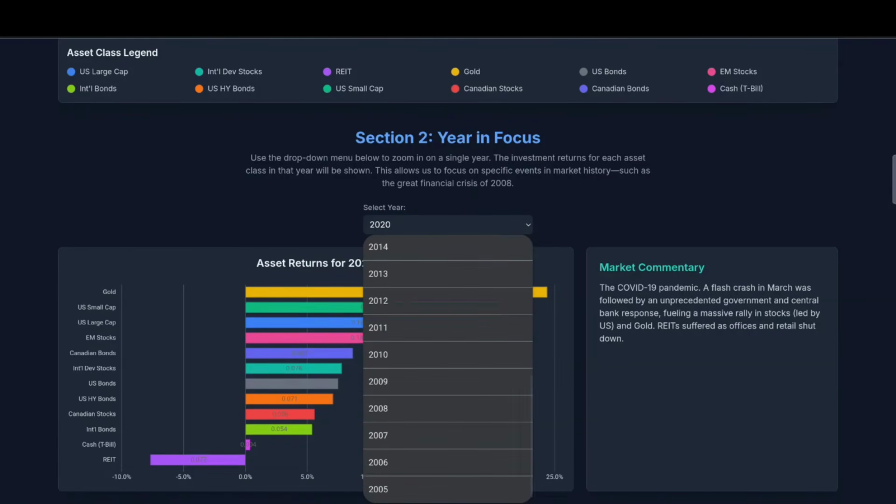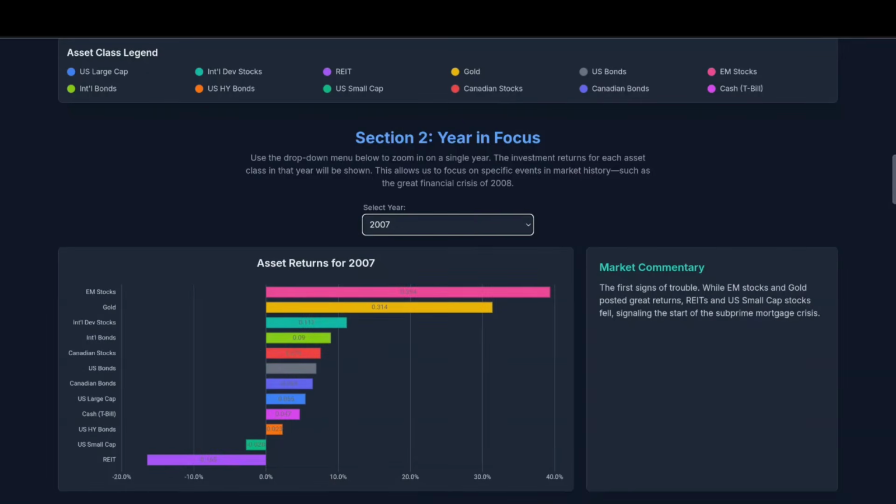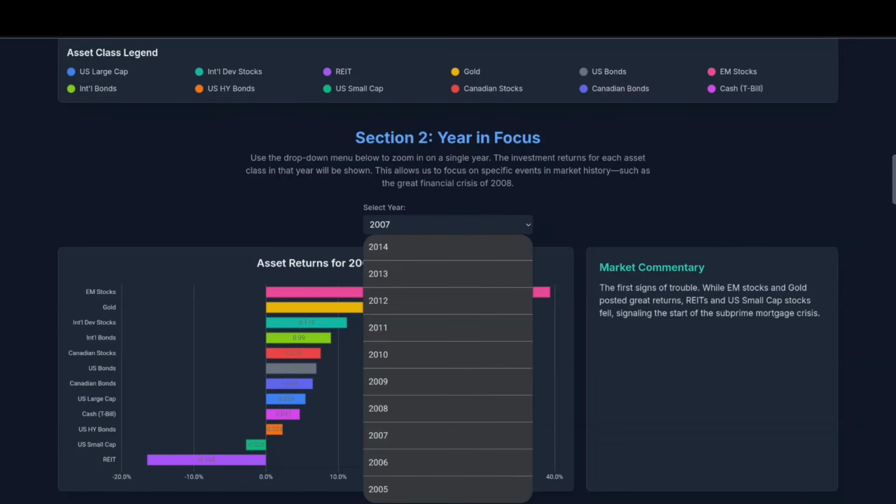I want to look at another period in time, 07 and 08, where there was another crisis in the markets. Again, the first signs of trouble: while emerging markets and gold posted great returns, REITs and small cap stocks again signaled the start of the subprime mortgage crisis. And we can see that in terms of the market and the spread.